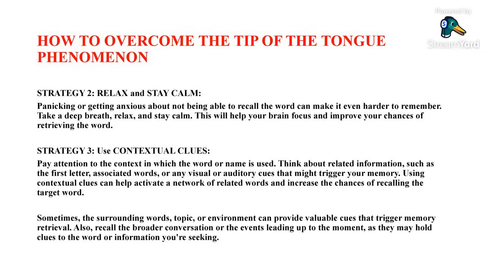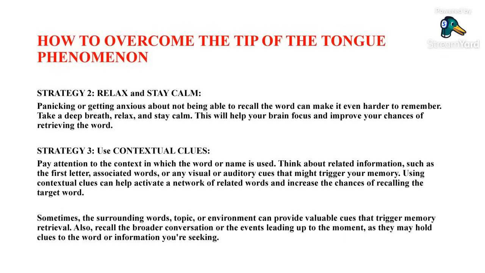When you start thinking, when you start doing this, your brain will adapt. That's just it. Use contextual clues such as the first letter, the associated words, or any visual or auditory cues that can help your memory. When you're using contextual clues, it helps you to activate a network of related words and increase the chances of recalling that target word.